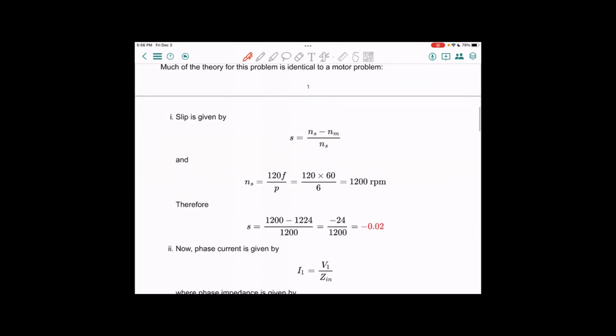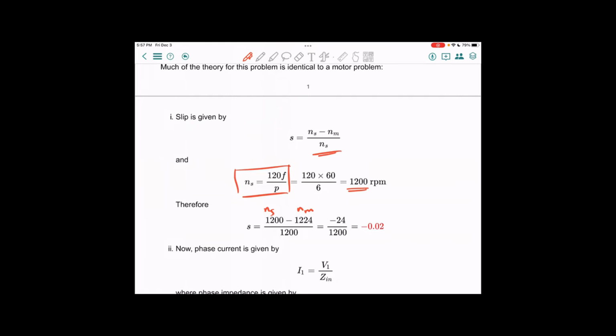First of all, to calculate the slip, you need to calculate the synchronous speed. The synchronous speed is calculated as 120 f over P. So you calculate it, and you'll find it is 1200 RPM. The slip equals Ns minus Nm over Ns. You know that. That is Ns, and that is Nm given in the problem.